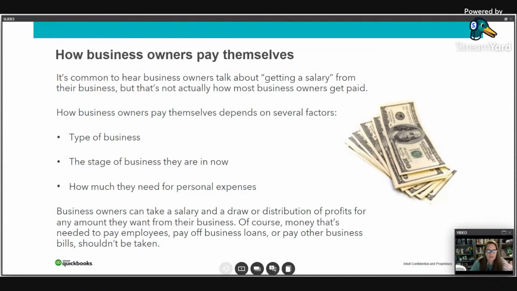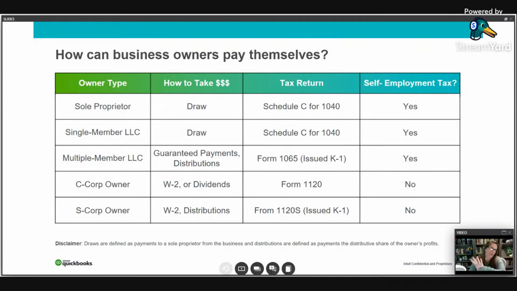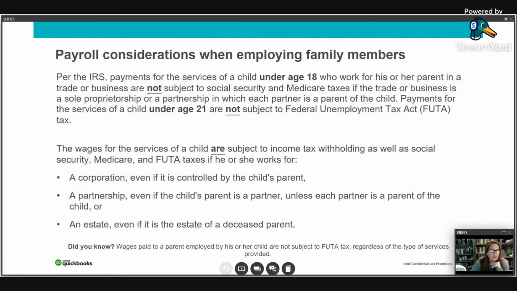So basically, this is a chart. I'm not going to go through all of this. This is how each sort of business entity is going to pay the owner of the business. So how do they pay themselves? A sole prop or single member LLC is going to take a draw. They're not going to be on payroll unless they have filled out the forms and told the IRS they want to be taxed as an S corp. All right, so you can go through and look at this later.